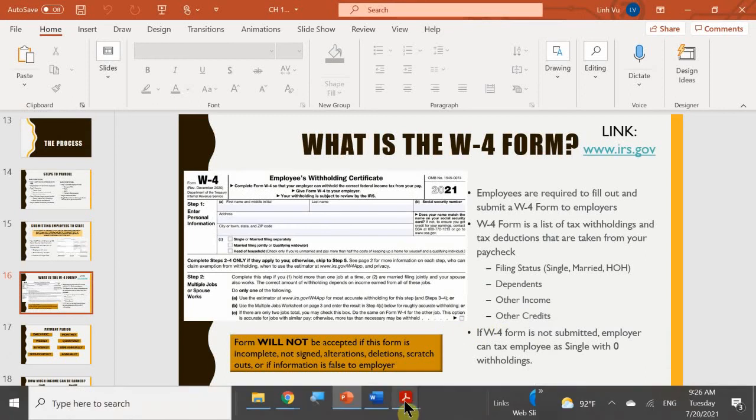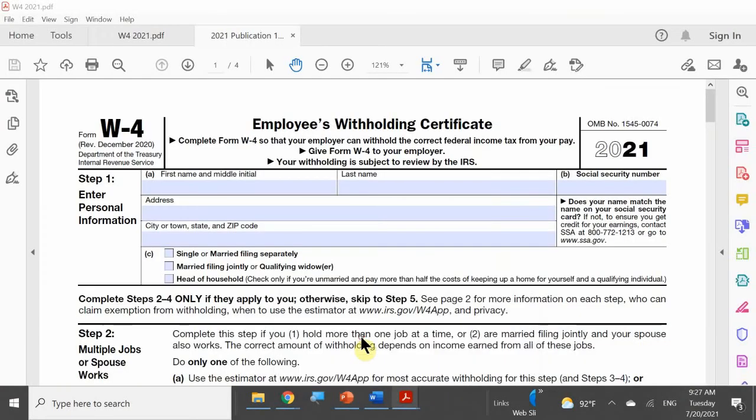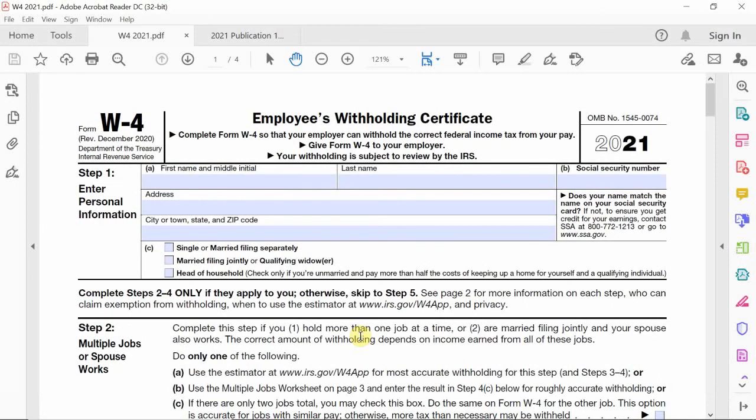Since you guys are going to be applying for jobs in the future, you need to know this one because this is a new form. Anybody who was employed in 2018 and prior, the form has completely changed. Completely changed. As of 2019, 2020, and 2021, they all are starting to use a brand new form.